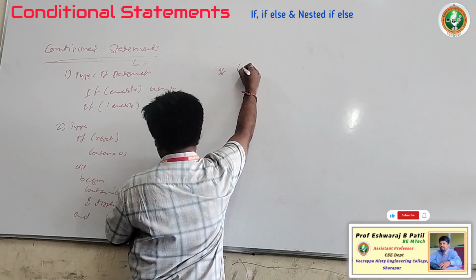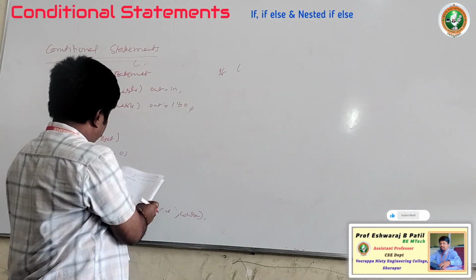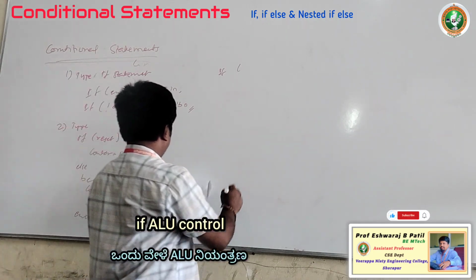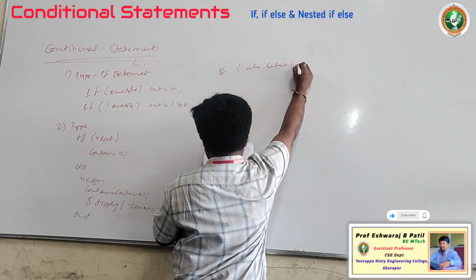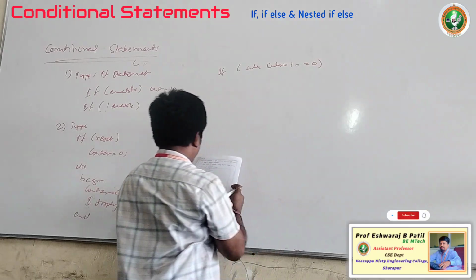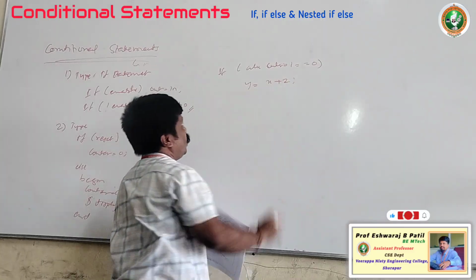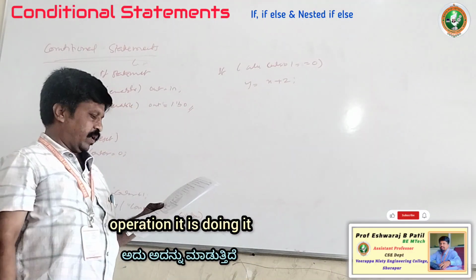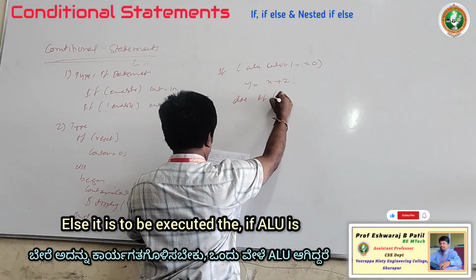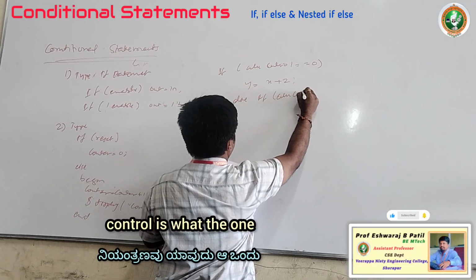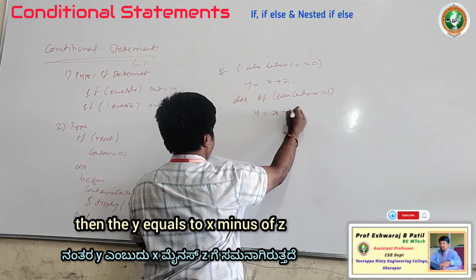If ALU control is equals to 0, y equals to x plus of z. ALU is what is doing? Arithmetical logical operation it is doing. Okay, next is what the else. Else it is to be executed, if ALU control is 1, then it has to execute the second statement, then y equals to x minus of z.